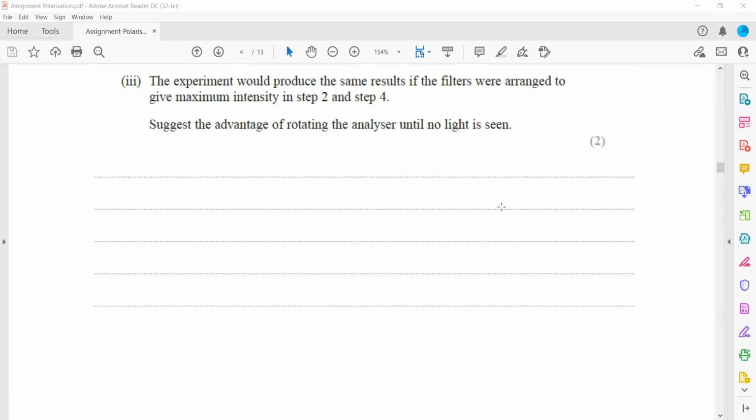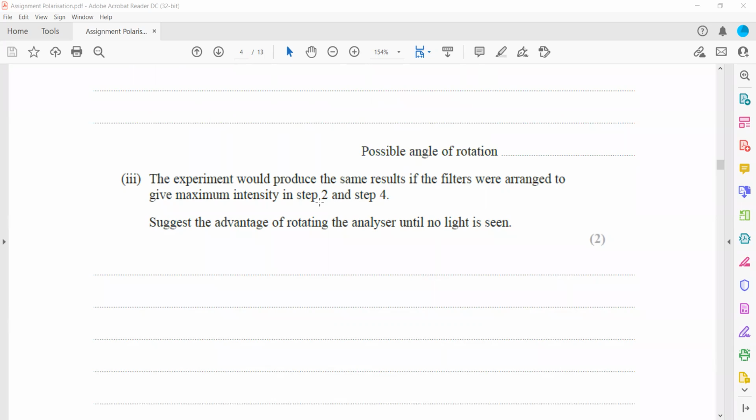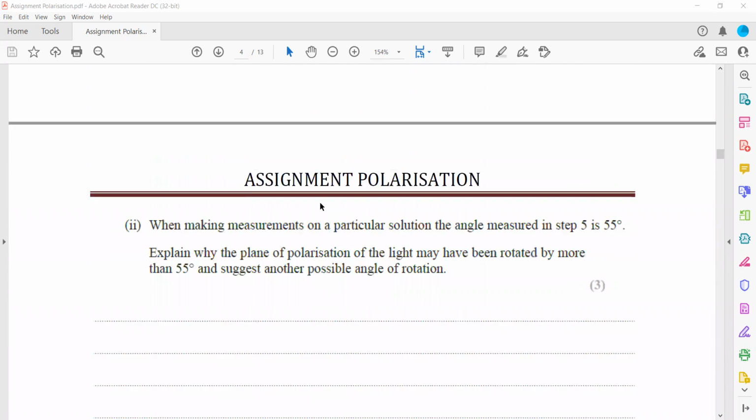Next question: would the experiment produce the same result if the filters were arranged to give a maximum intensity in steps 2 and 4? Suggest the advantage of rotating the analyzer until no light is seen. They are giving you an idea that we can also do this same experiment differently.